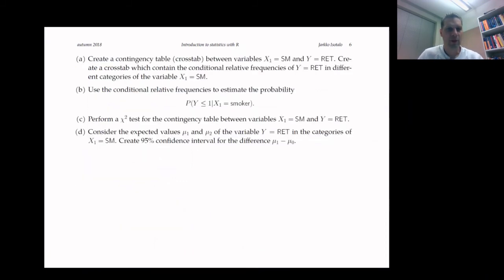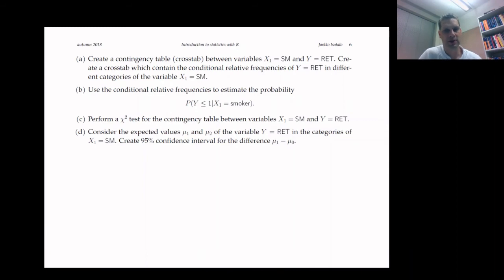And we should now create a contingency table, that is a cross tabulation between variable x1, which tells us if the person is smoking or not, and this y variable, retinopathy. We should also create the crosstab which contains the conditional relative frequencies of different categories of the y variable in different categories of variable x1. And after we have accomplished that, we should use these conditional relative frequencies to estimate these sort of probabilities.